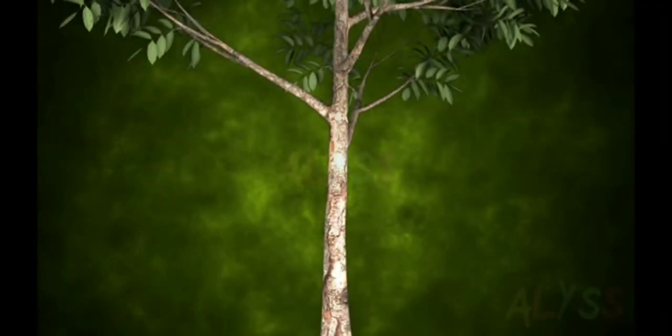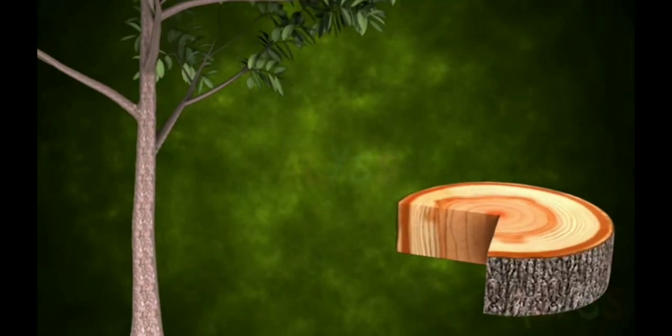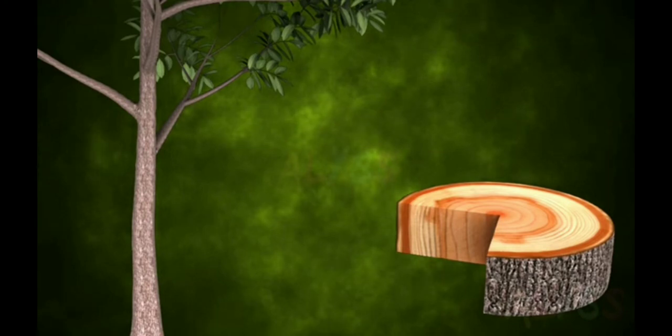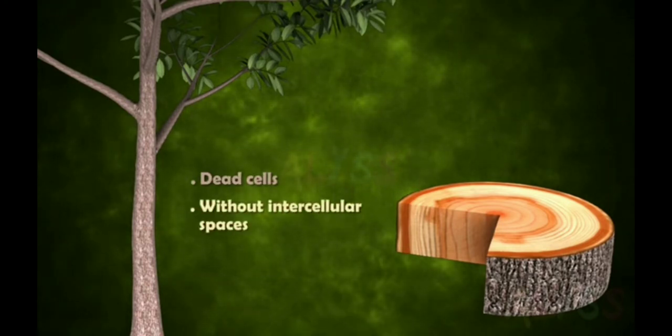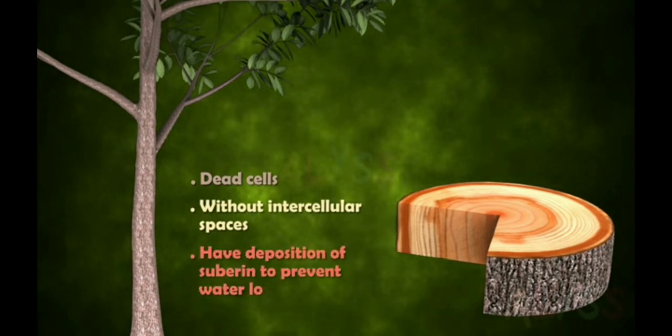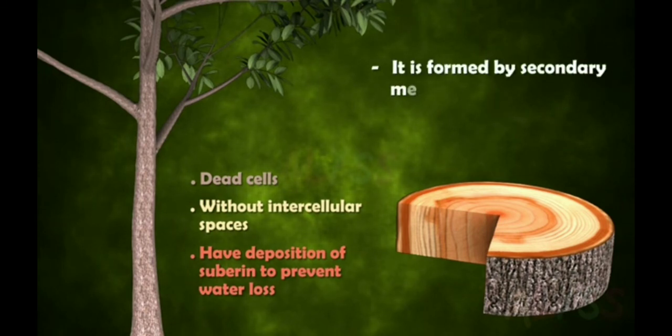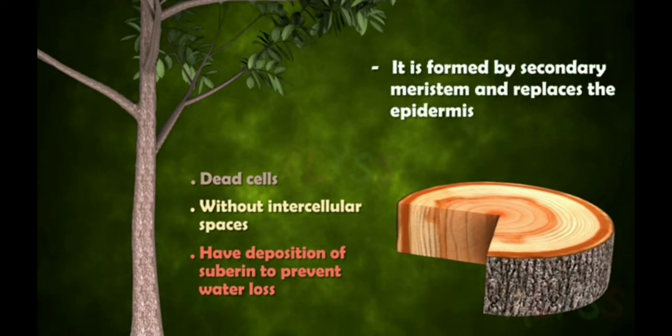In trees, as the stem grows older, the outer layer becomes compressed and dead. It forms the cork or bark of the tree. This is made up of dead cells without intercellular spaces and has deposition of suberin to prevent water loss. It is formed by secondary meristem and replaces the epidermis.